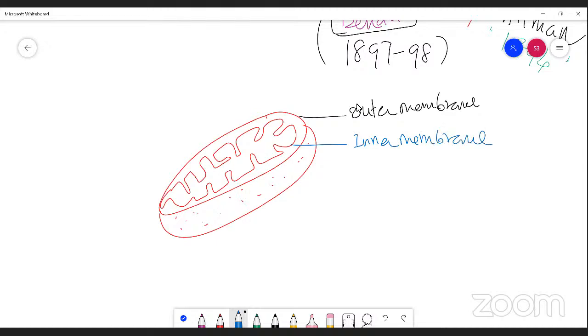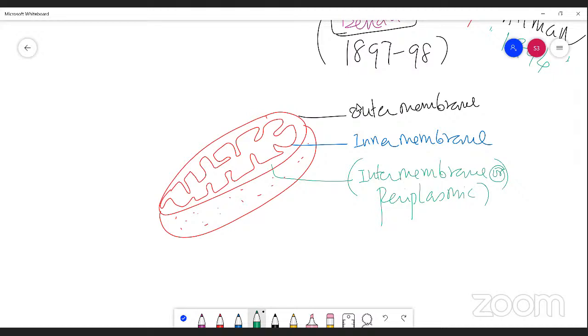So in between the outer membrane and the inner membrane, you find a structure called the periplasmic space or intermembrane space. It is also known as the mitochondrial periplasmic space or intermembrane space.